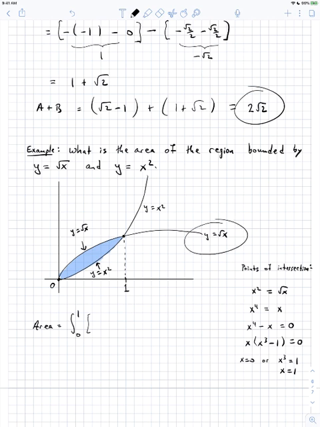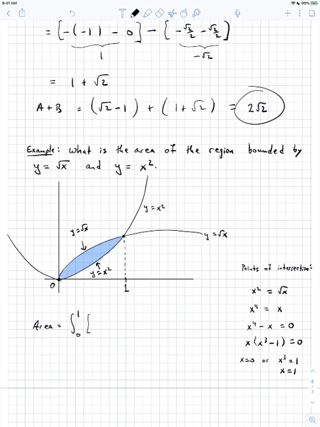Now notice I'm only talking about between 0 and 1. That's because y equals the square root of x does not have a domain including negative numbers. So y equals x squared shoots off on the other side, but y equals the square root of x is not over there. It does not live over the negative numbers, so the negative numbers are not in its domain.